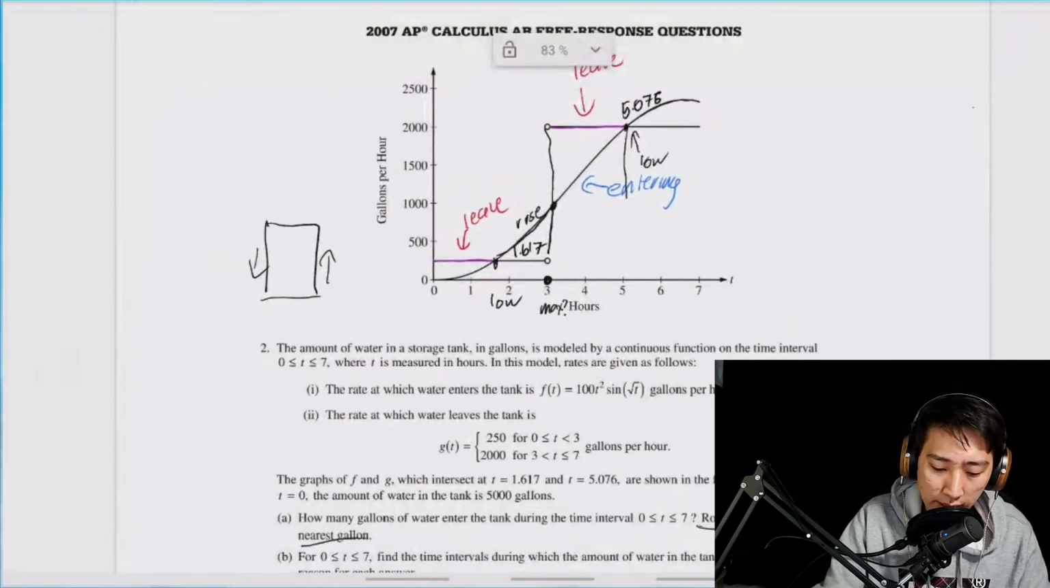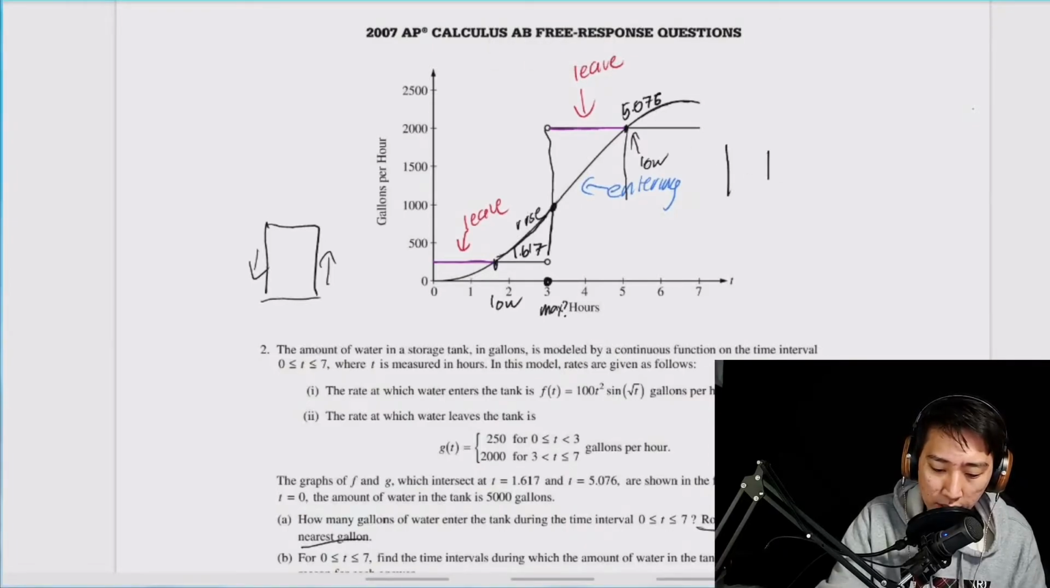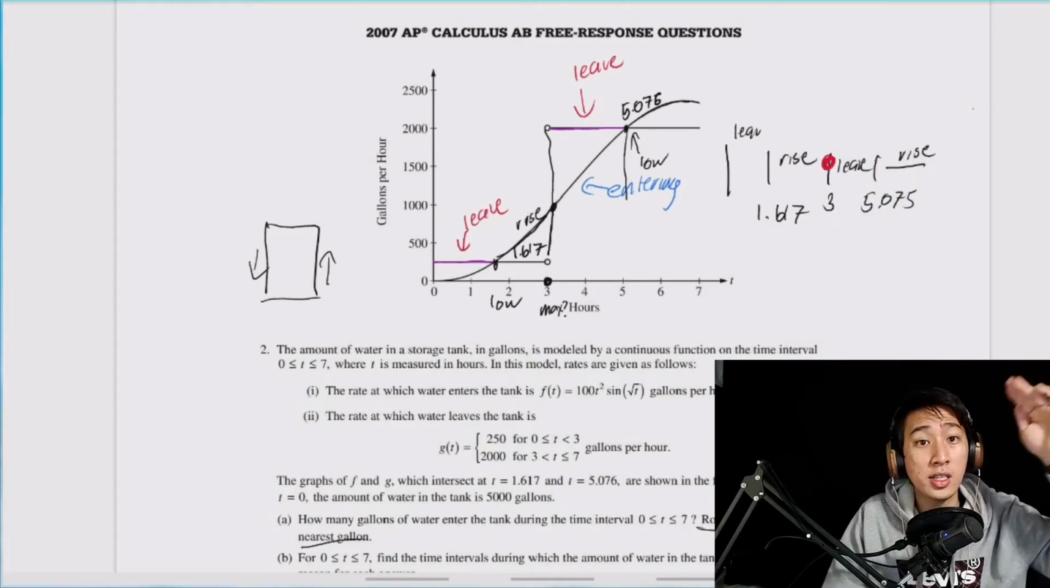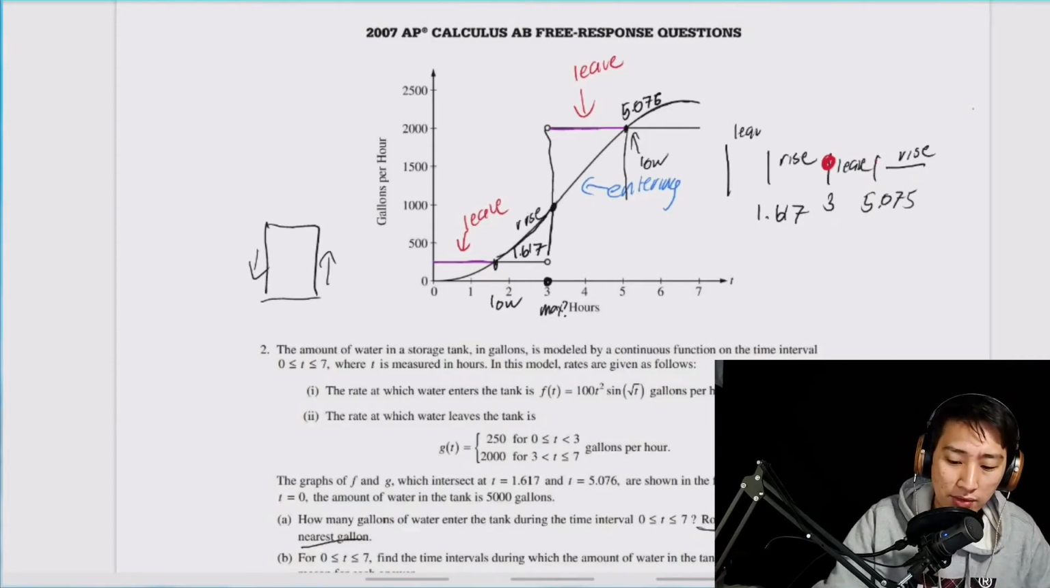So here's my story. There are 4 sections. From 0 to 1.617, water is leaving. Then from 1.617 to 3, water is rising. Then from 3 to 5.075, water is leaving. And then from 5 on, it's rising. So there are 3 areas that we have to check for. Number 1 is here, where my water rises, rises, and starts leaving. That's a relative max. So we have to check, is this the biggest?